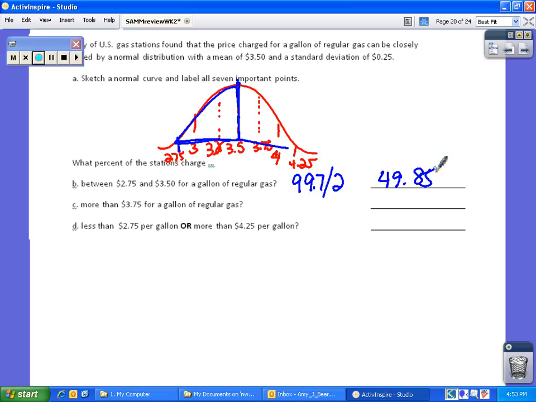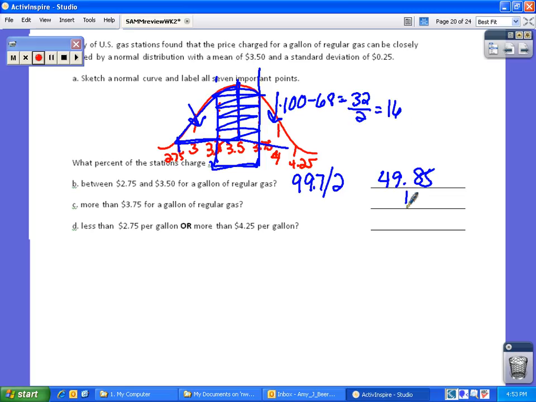Part C, more than 3.75 for a gallon of gas. So that is 1 standard deviation away. I know that 68% is between these two numbers. So that means that 100 minus 68, or 32%, is in this tail and this tail. If I only want 1 tail, I'm going to divide that by 2, and I find that 16% is more than 375.